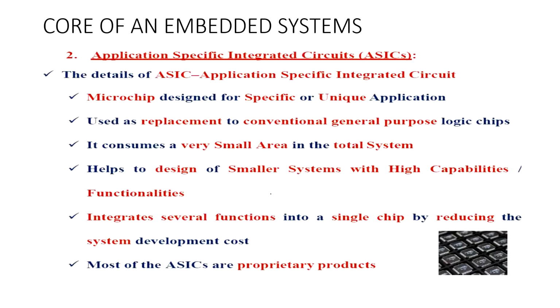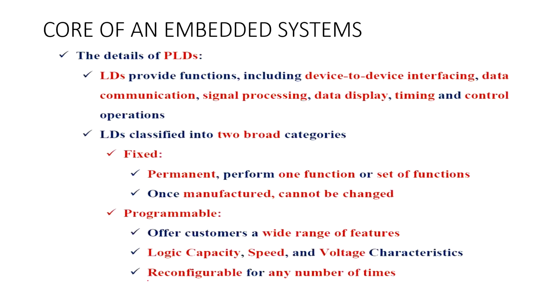Then the second part is application specific integrated circuits, that is ASICs. What is an ASIC? It is a microchip designed for a specific or unique application, used as a replacement for conventional general purpose logic chips. It consumes a very small area in the total system. It helps to design smaller systems with high capabilities and functionalities. It integrates several functions into a single chip, reducing the system development cost. Most of the ASICs are proprietary products, which means they are owned by some of the companies.